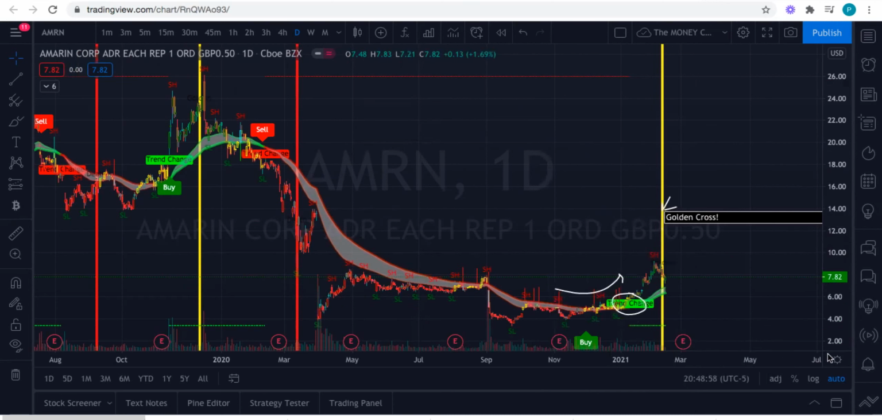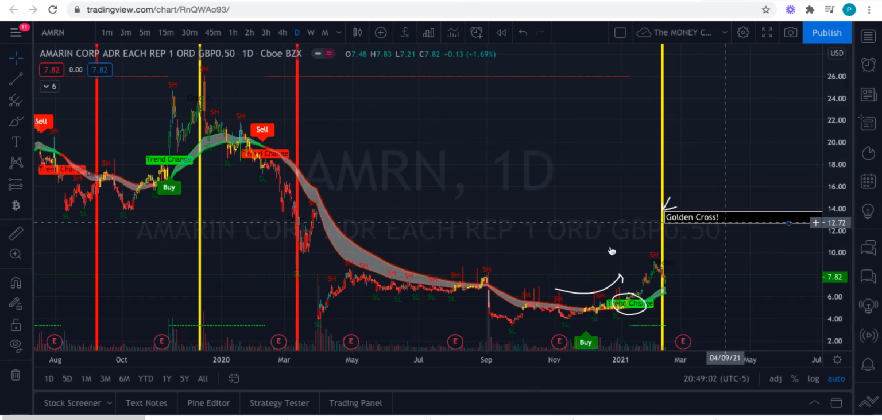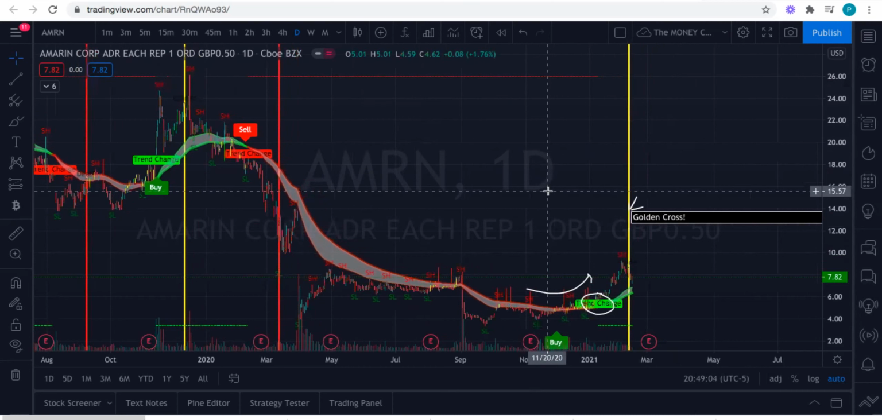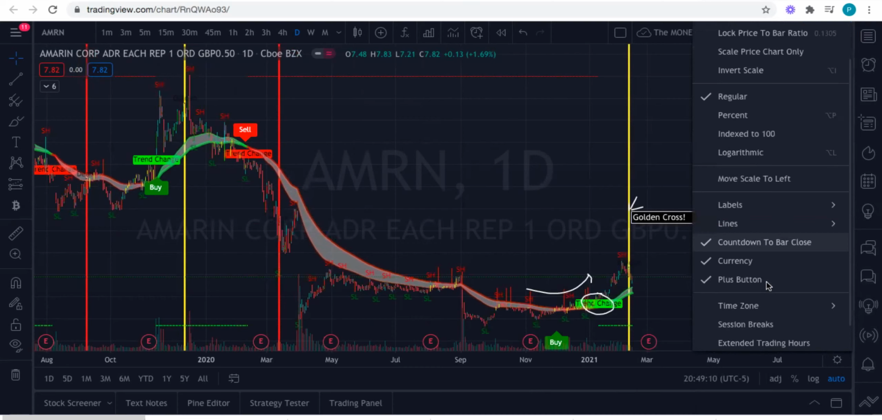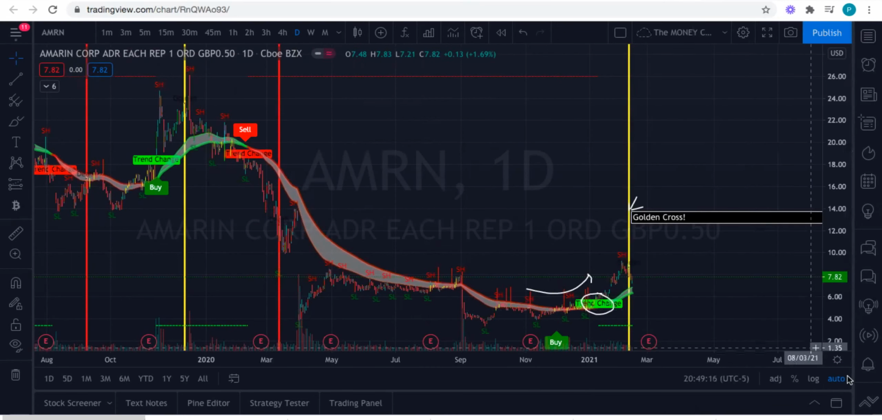And then also, it automatically comes with the extended hours clicked on. So that makes your chart look a little too busy, so I like to turn that off by going here into settings and then going to extended trading hours and clicking that.